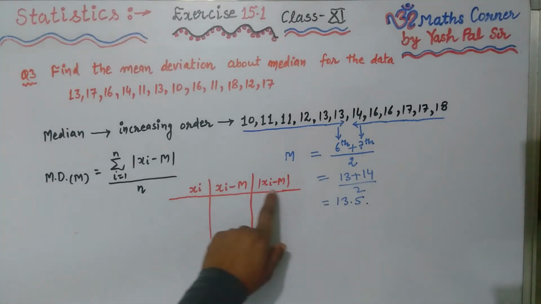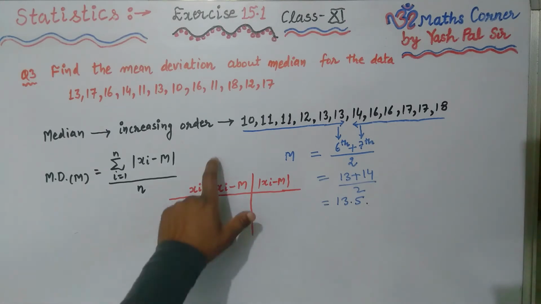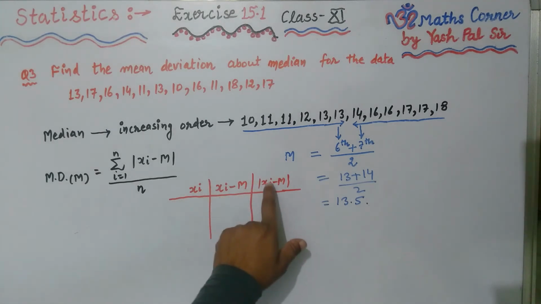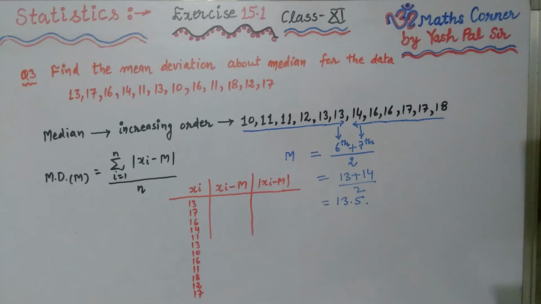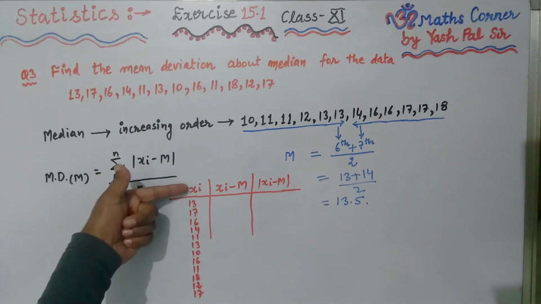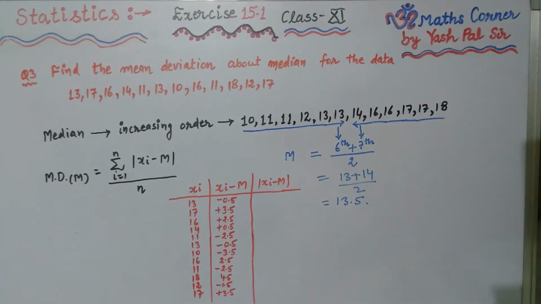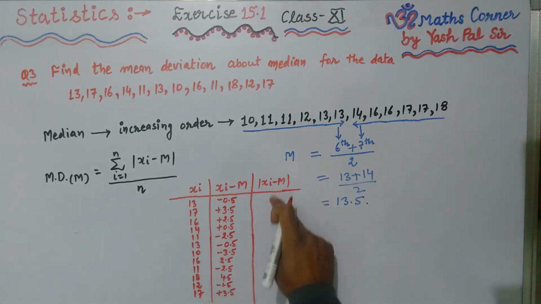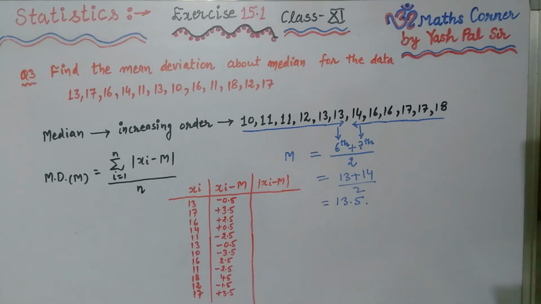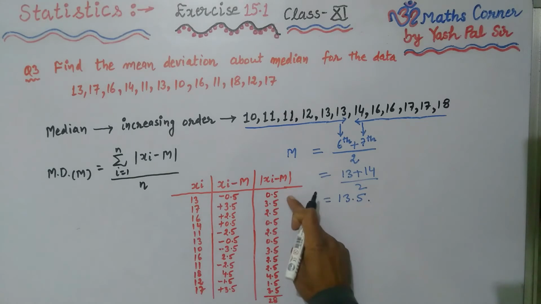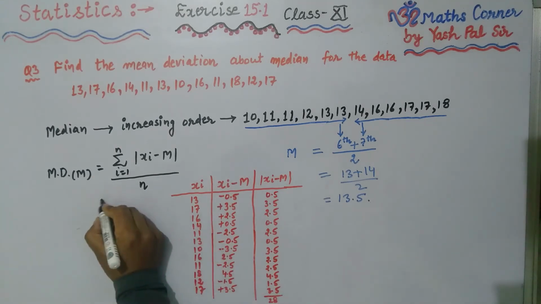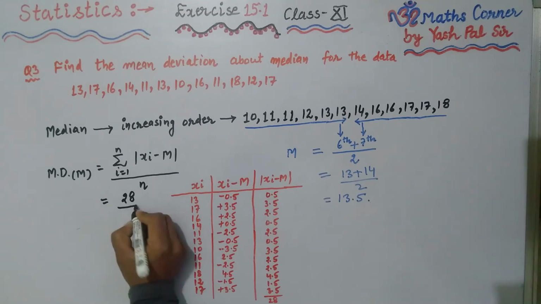Again we prepare the table like this: first column xi, second column xi minus median, third column the modulus of xi minus median. First of all, we write all the observations here under the heading xi. This way, for all the differences xi minus median, we drop the minus signs and write all the terms as positive. Finally the sum of this last column is equal to 28. We put this sum here, 28 divided by n.